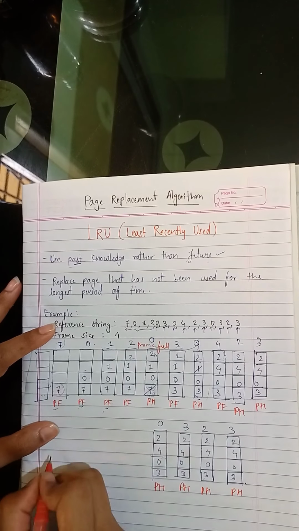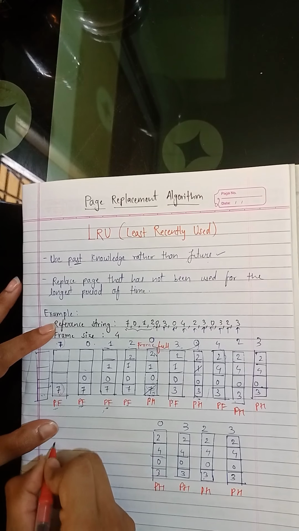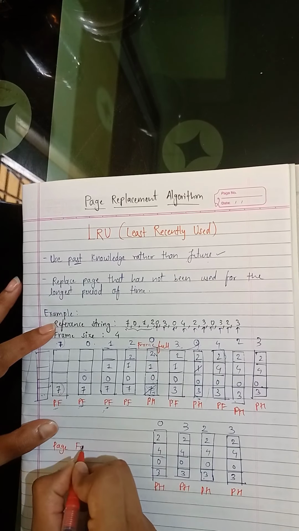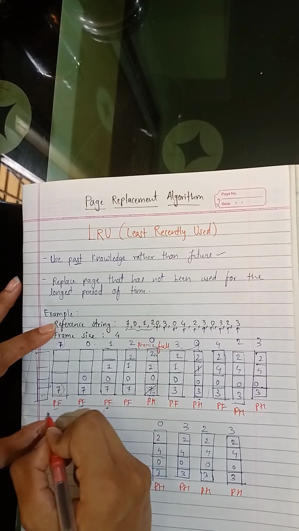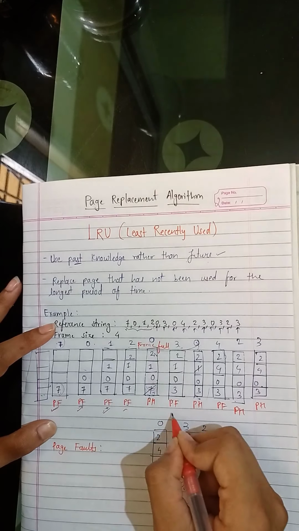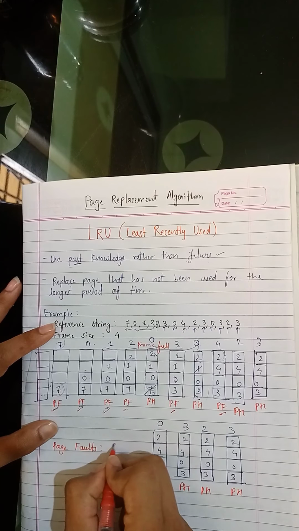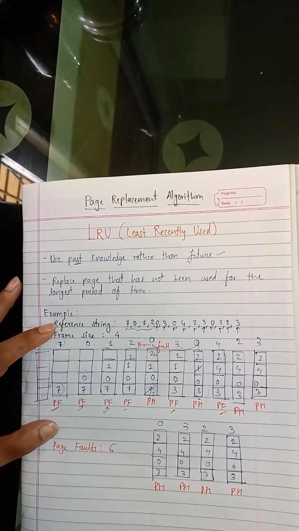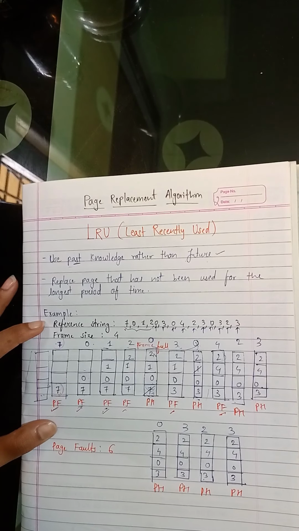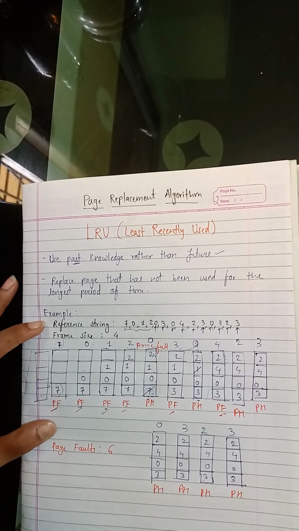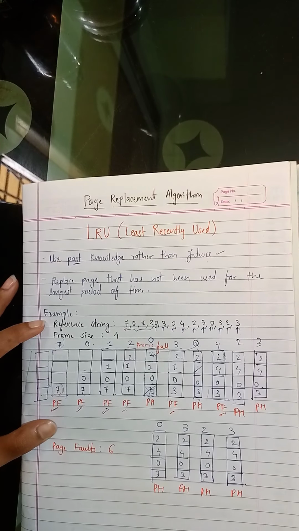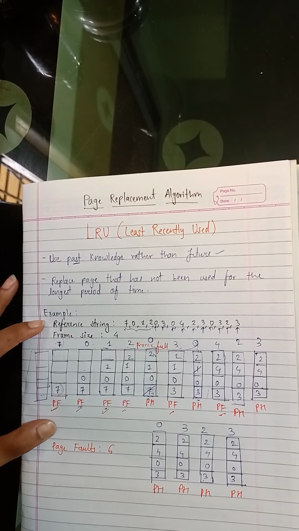So now the final step is to count the number of page faults. 1, 2, 3, 4, 5, 6, so there are only 6 page faults. This was all about the least recently used algorithm, and it is really very simple. I hope you have understood it with this example.